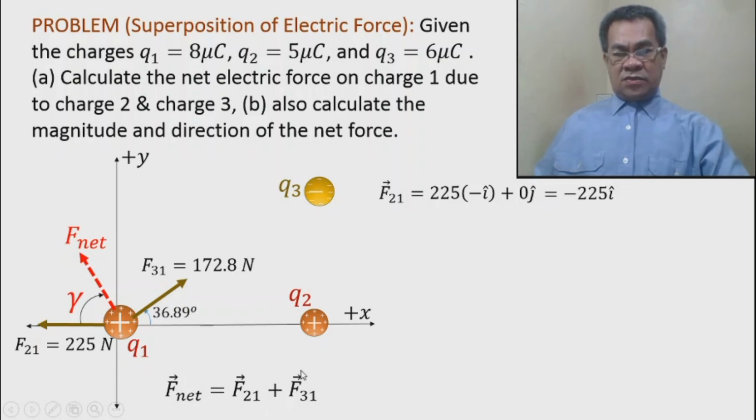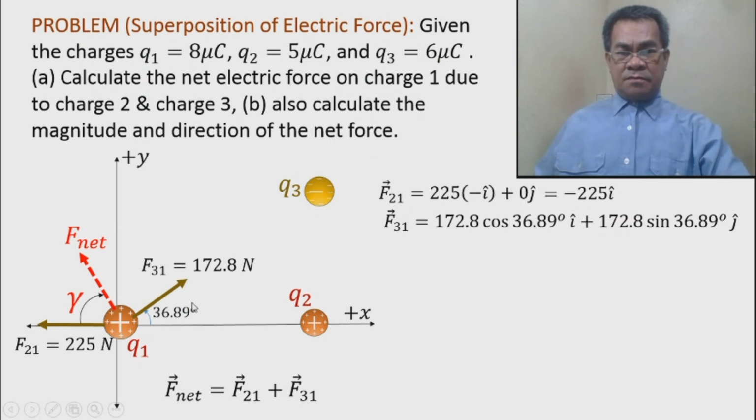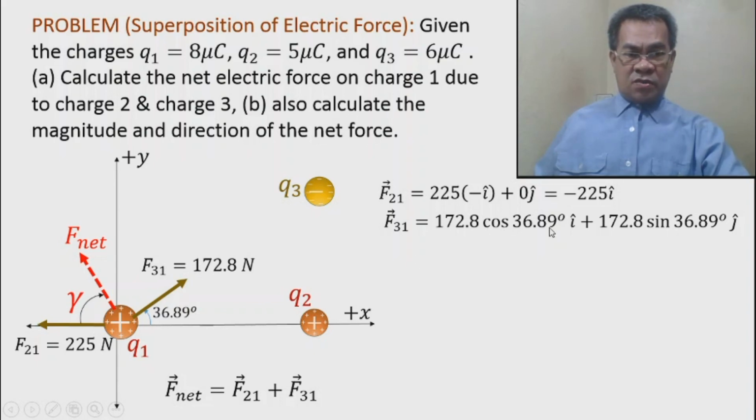Then next is to calculate the force vector that 3 exerts on 1. So look at this one. Recall your vectors. By the way, this is towards the first quadrant, so the i hat must be positive and the j hat must be positive. And this one, take note, is the x component of F. So it should be the magnitude, which in this case for F31 is 172.8, multiplied by the cosine of the angle.